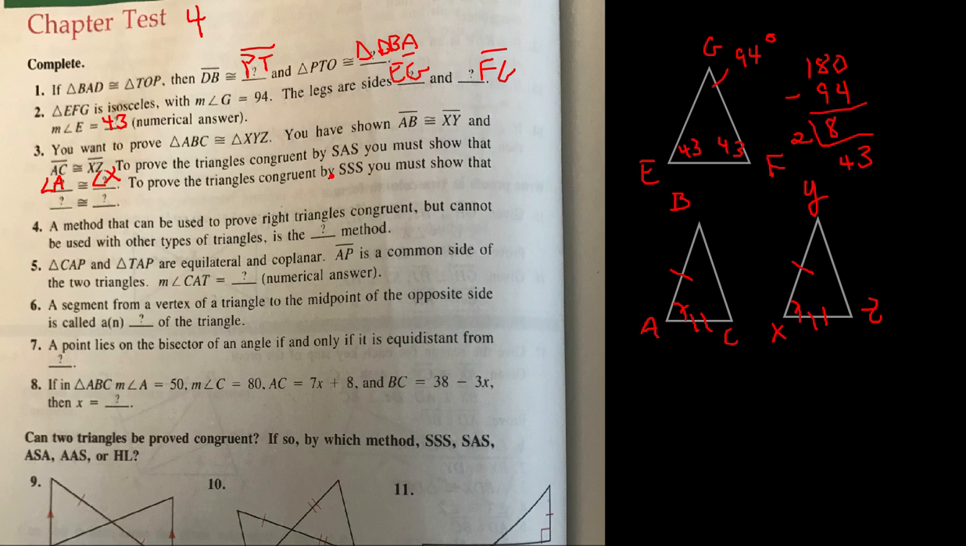To prove that the triangles are congruent by side, side, side, you must show that BC is congruent to YZ. That's it for that. Whoops, if I do that, that erases, so let's not do that. So BC is congruent to YZ. A method that can be used to prove right triangles congruent but cannot be used with other types of triangles is the hypotenuse leg method. That's where you have the hypotenuse and the leg. You have the angle, so it's really an angle side side, but because it's a right triangle, you can use it. All right, next one.